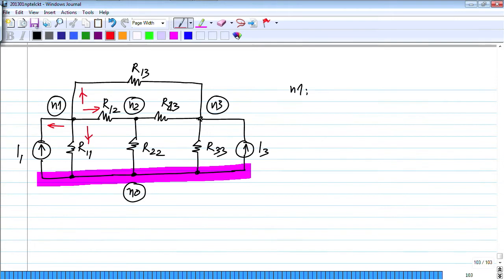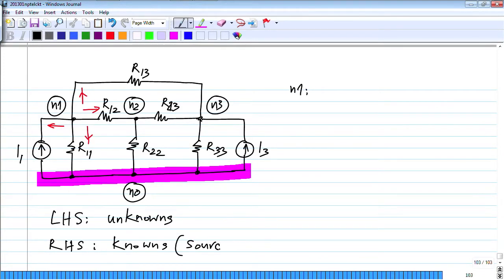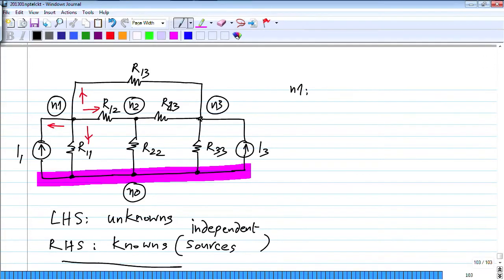Okay. That is, what I will do is, I will have all the unknowns on the left hand side and all the knowns on the right hand side. Okay. And what are the knowns? What I mean by that is, the independent sources in the circuit.